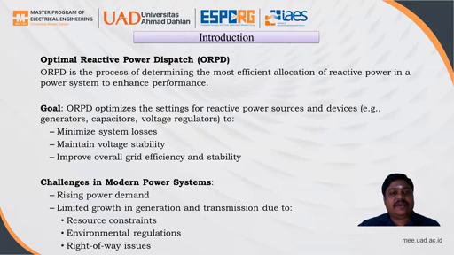Optimal reactive power dispatch is a process of determining the most efficient allocation of reactive power in a power system to enhance the power performance. The goals of ORPD are to minimize the power losses, maintain the voltage stability, and improve the overall grid efficiency and stability. The challenges in modern power systems: rising power demand, limited growth in generation and transmission due to resource constraints, environmental regulations, and runaway problems.